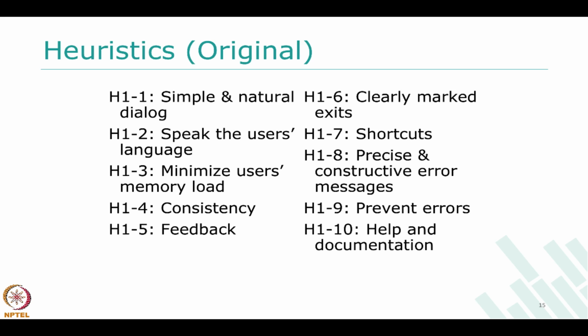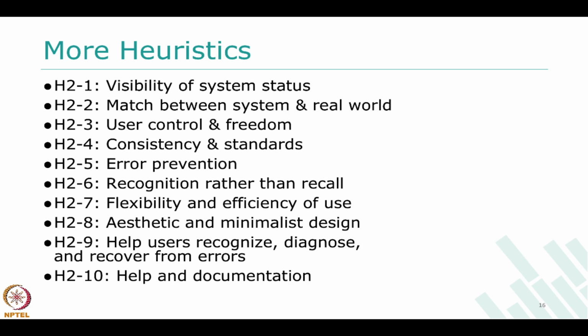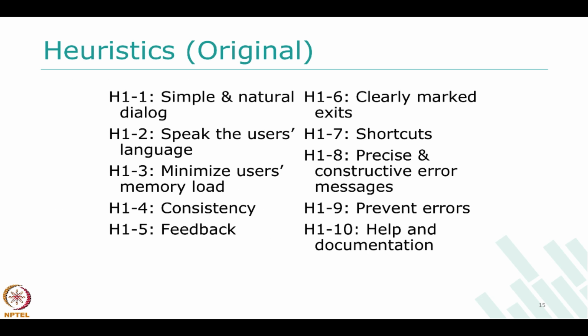specifics that the user can look at and give you inputs on, saying, okay, H1.7 shortcuts. There are no shortcuts in your application to do A, B, and C. There is no documentation presented in your app, which is help and documentation. So there are multiple heuristics like this.